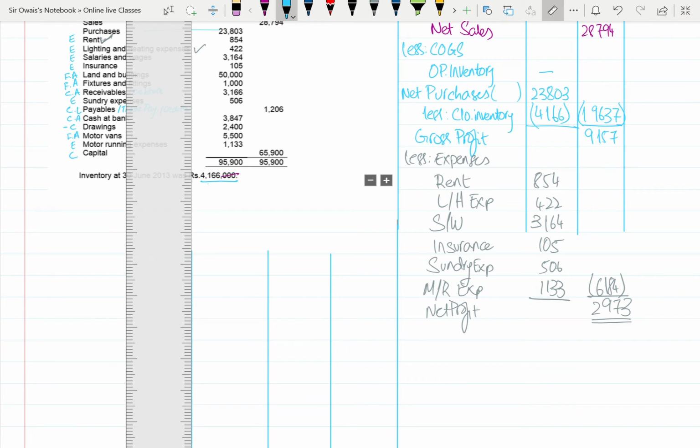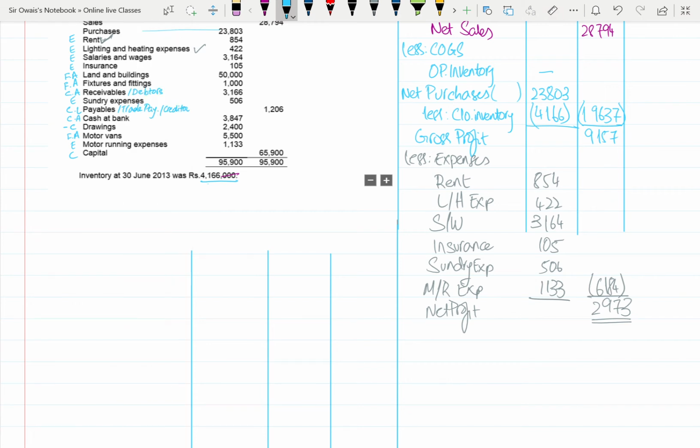Okay guys, let's start with the balance sheet. So before starting with the balance sheet, our practice should be to write the name of the business first, that is Worth, W-O-R-T-H. Then we need to write the name of this statement, that is statement of financial position as at 30th June 2013, right? Then we need to write cost here, provision for depreciation here, and the net value here.